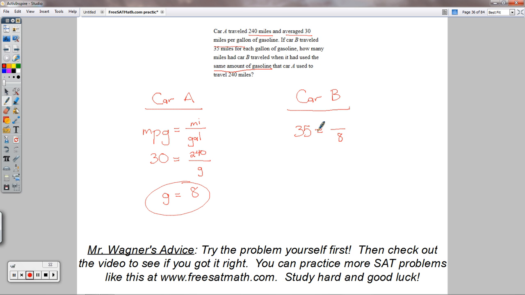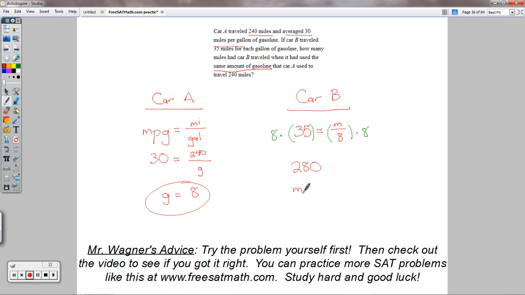So miles per gallon equals miles, which I don't know yet, so I'm going to write M, per gallons, which I know is 8 in this case. Now if I multiply both sides by 8, this will give me my answer. 8 times 35 is the same thing as 8 times 30 plus 8 times 5. I know 8 times 30 is 240, and I know 8 times 5 is 40. Put them together, and I've got my answer.